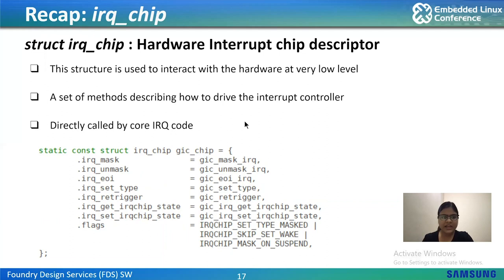So we have covered what the irq_chip structure is. Let us have a quick recap. The structure is used to interact with hardware at a very low level. A set of methods describes how to drive the interrupt controller, directly called by the IRQ code. Like we showed in the IRQ domain, according to the need of a particular interrupt controller, we can define the functions which we need to implement for the GIC irq_chip from the generic irq_chip structure. In this GIC irq_chip, we have implemented a few of the functions like irq_mask, irq_unmask, irq_get_irqchip_state, irq_set_irqchip_state. We will be seeing these two functions in the coming slide.